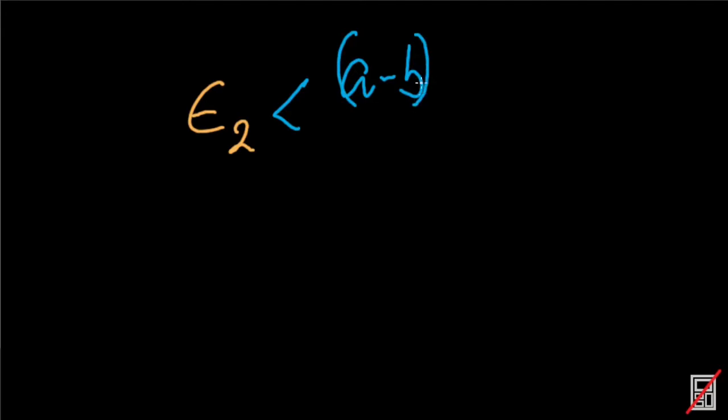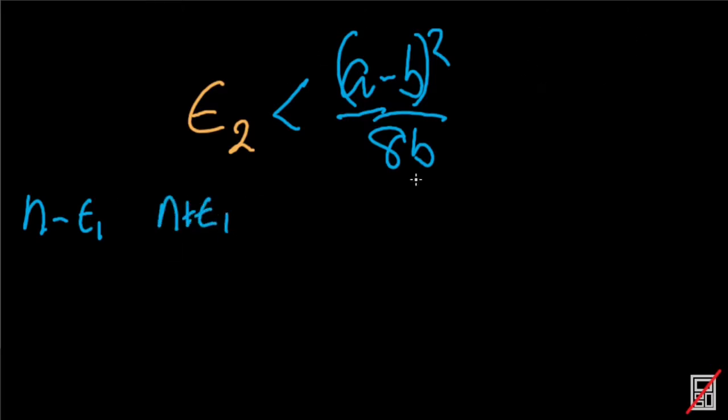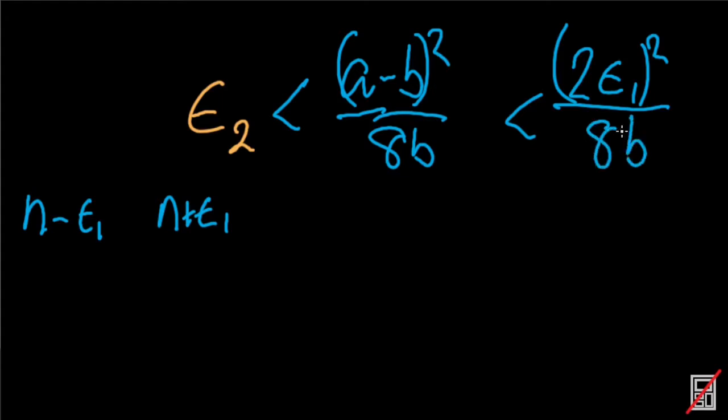So that means that our next error, if we call it error 2, is going to be less than (a minus b) squared over 8b. Now, a minus b squared, as we've shown, is going to be within n minus epsilon 1 and n plus epsilon 1. So the difference is going to be less than 2 epsilon 1 squared over 8b, which is equal to epsilon squared over 2b.